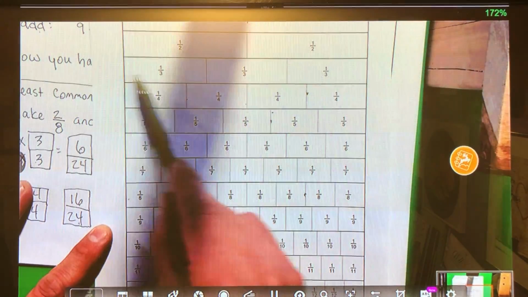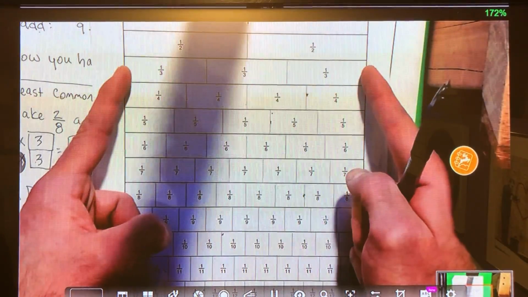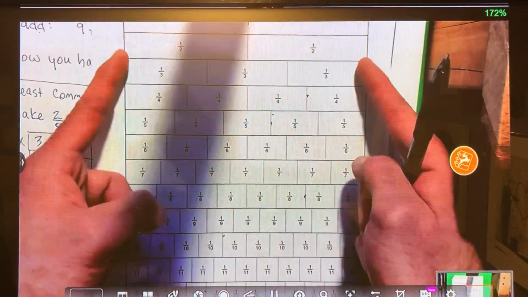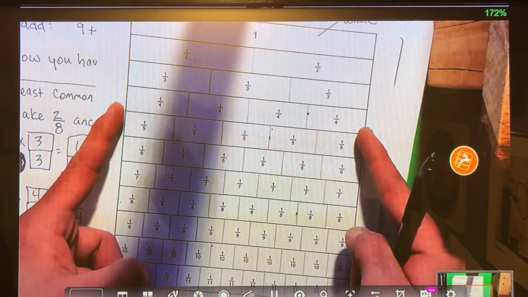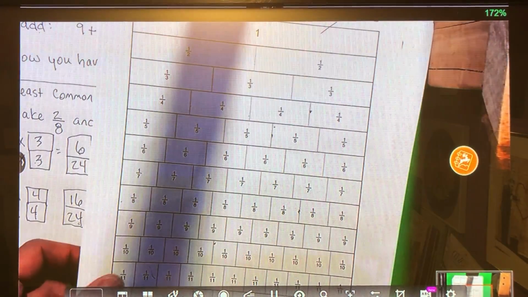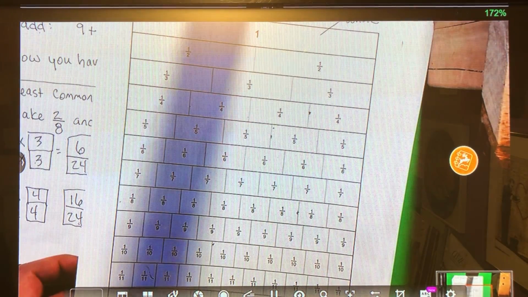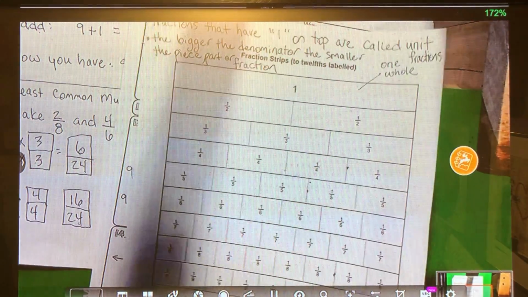keep your wholes the same, right? So 3/3 and 4/4 are both equal to 1 whole. They are the same exact size. And so drawing a picture of them, you just need to make sure that all of your wholes are the exact same size. Okay, good.